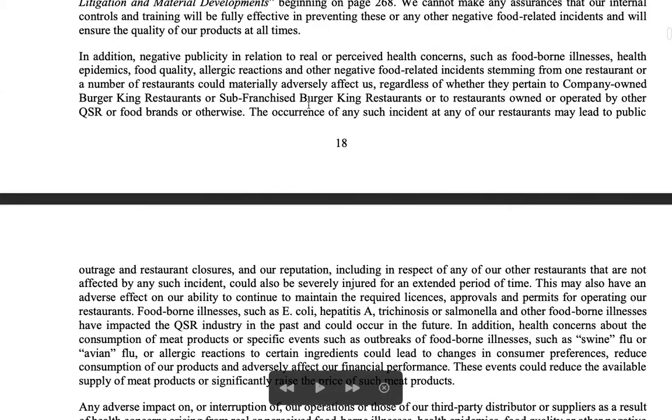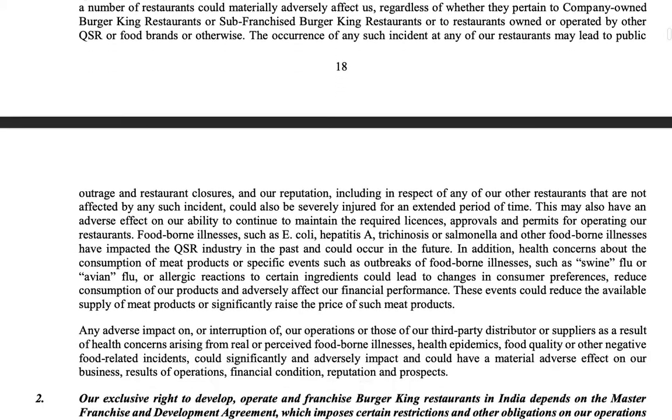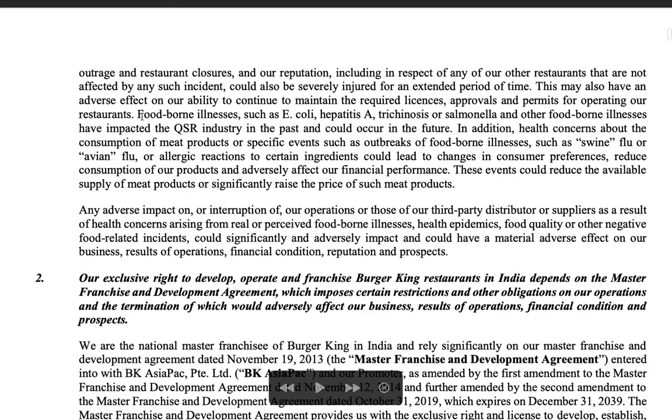They go on to describe specific instances or specific problems that may occur for these kinds of restaurants, and what kind of foodborne illnesses could come up in the future, right? And which have impacted this industry in the past, right? They also make a mention of outbreaks of foodborne illnesses such as swine flu or avian flu, which will affect these restaurants considerably. In the event that there is an avian flu, a lot of birds will be culled, a lot of poultry will be killed, and they might find it difficult, or more expensive, to get the raw materials that they need.